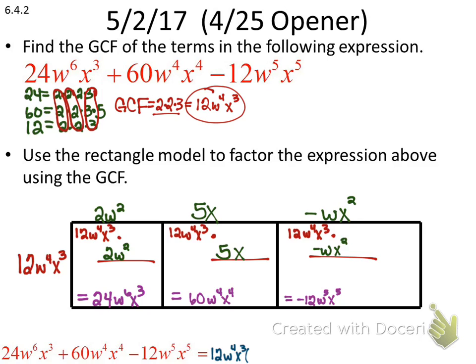So what's my first width? Say it again, Kijan. 2w to the 2nd power. Okay. So 2w squared. This is now where I put my plus 5x, because that's my second width. And what's my third? Negative 1wx squared. Parenthesis. And box it.